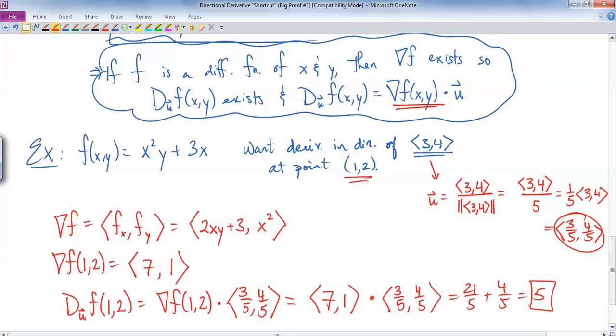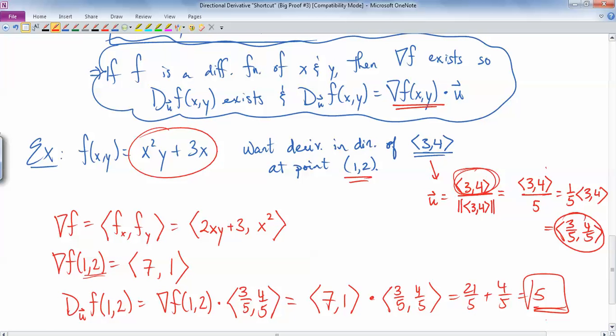So that says whatever this surface looks like here, if I'm standing at the point when x is 1 and y is 2, and I'm looking in the direction of the vector 3, 4, then the slope is 5 up for every 1 unit over. Okay.